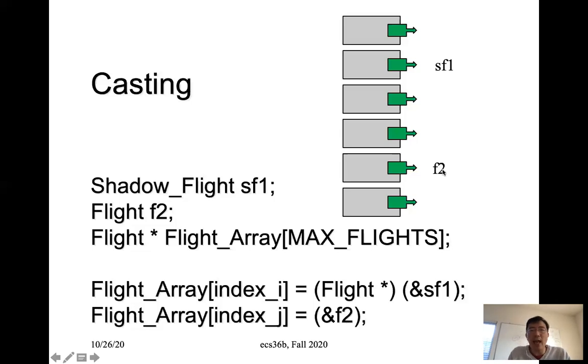And the thing is that abstractly, both SF1 and F2 are fly. However, the difference is that we really know, I mean, I shouldn't say the programmer, but the designer of the system really knows there is a possibility that some of these pointers are actually pointing to a derived class of the fly, such as in this case the shadow fly.